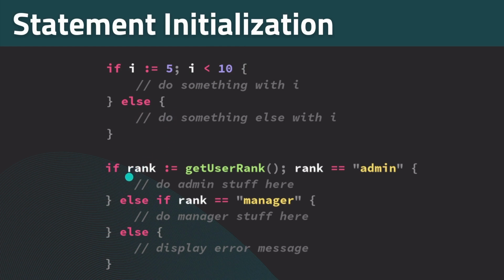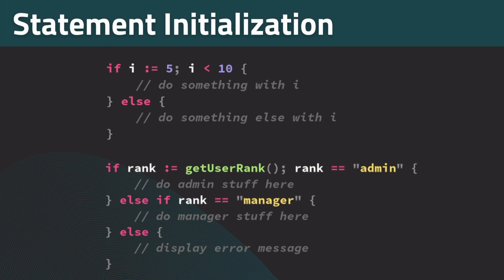In the second example, we're using the rank keyword, and we're getting the user rank function. And this rank function will determine if they're an admin or user or guest. If rank happens to be admin, then we'll be able to do administrative things here. If the rank is manager, then they can do manager things. And finally, at the bottom, we'll display an error message because for this particular functionality, they're not able to do anything unless they're an admin or a manager.